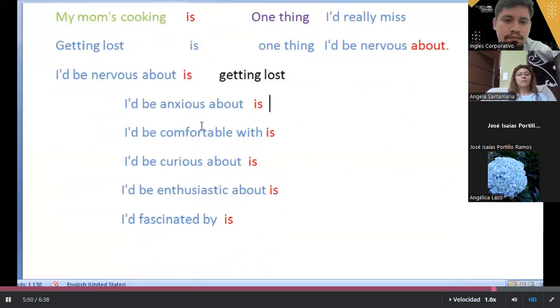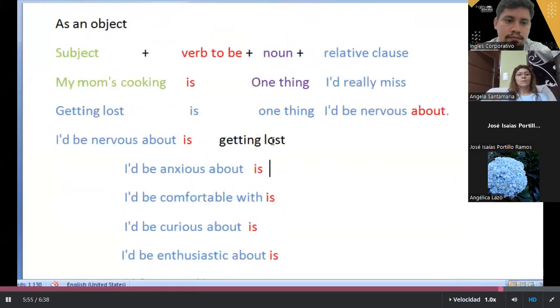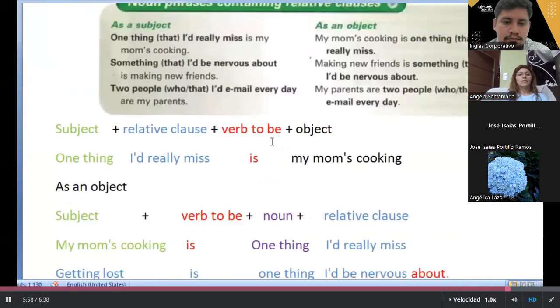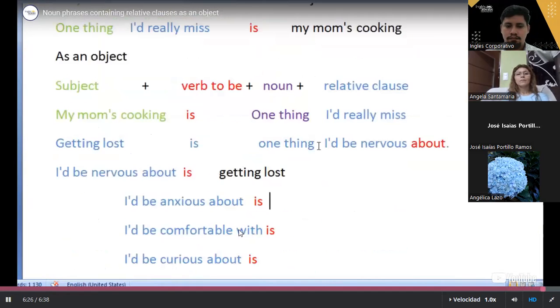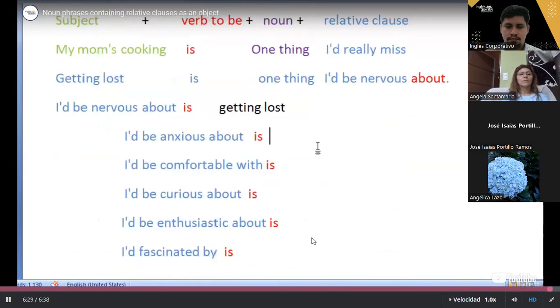And what I would like for you to do is to use the same ideas that you wrote down in the previous class, but change the order of them. The goal is to practice. As you can see, we have the same ideas here in the example. Something I'd be nervous about is making new friends. What we do is we change the order of this and we say making new friends is something I'd be nervous about, or making new friends is something that I would be nervous about. Two people I email every day are my parents. My parents are two people I would email every day. So what I would like for you to do is to practice changing the previous sentences.